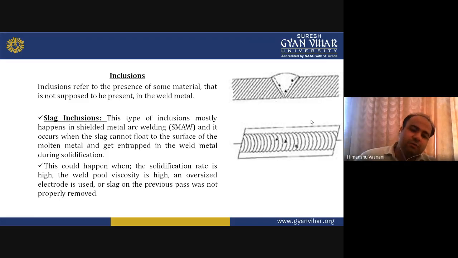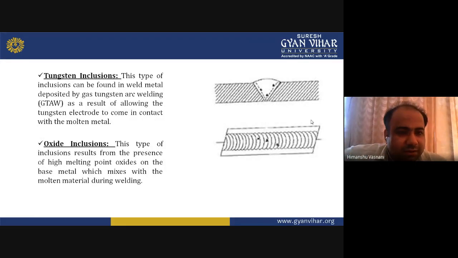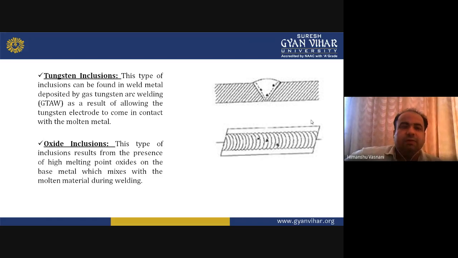Tungsten inclusion, as the name says, tungsten. This type of inclusion can be found in weld metal deposited by gas tungsten arc welding as a result of allowing the tungsten electrode to come in contact with the molten metal. So here the tungsten electrode comes in contact with the molten metal.